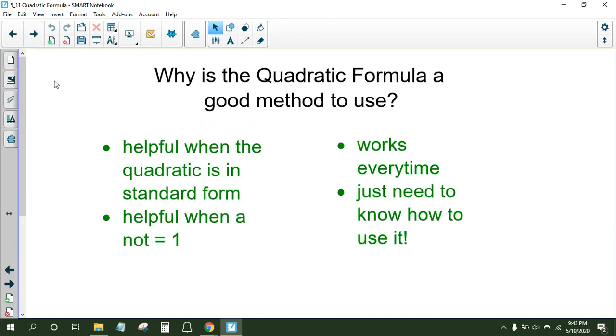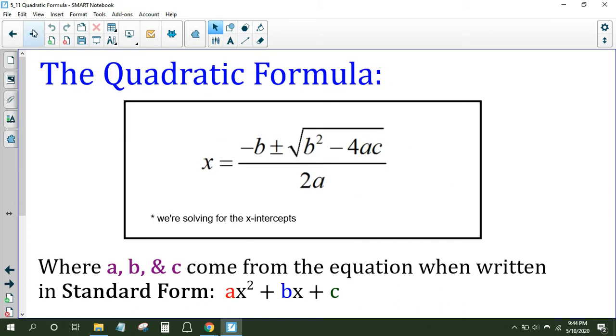First of all, why is the quadratic formula a good method to use? A couple of reasons. It's helpful when the quadratic that you're trying to solve is in standard form. It's also helpful when you have an a value that's not equal to 1. And very importantly, it works every single time. We just need to know how to use it. So let's jump in and figure out how to use this thing called the quadratic formula.